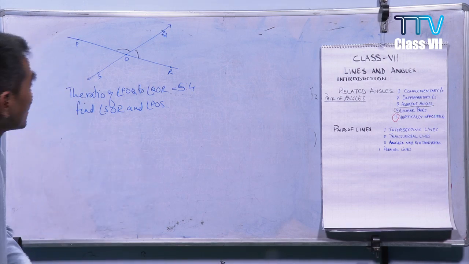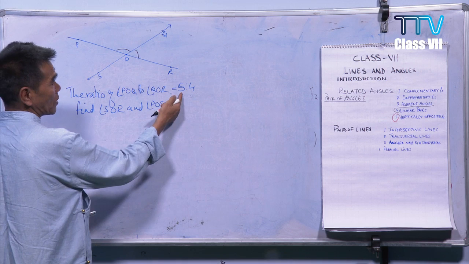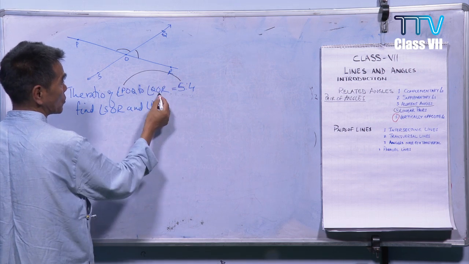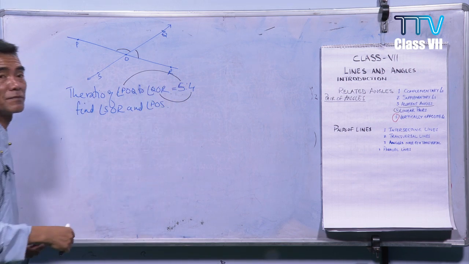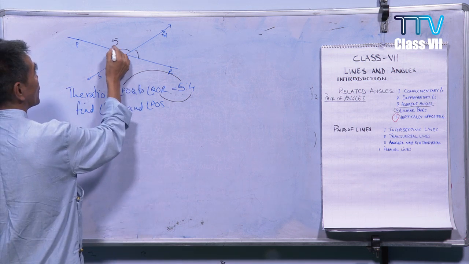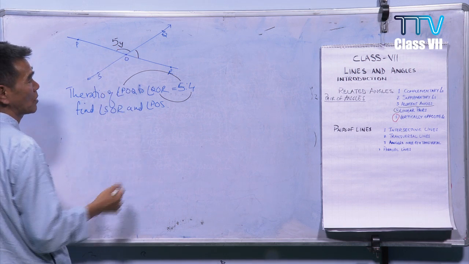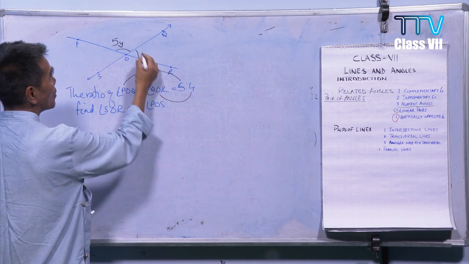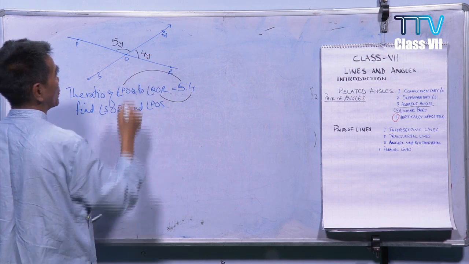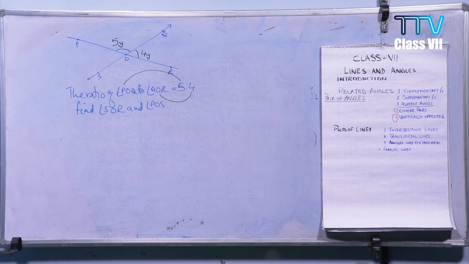So given figure. Angle POQ and the ratio are given. POQ and QOR correspond to 5 and 4 respectively. So angle POQ is 5 times a variable, let's mark y. So QOR is 4, write 4y. The ratio has a common variable.